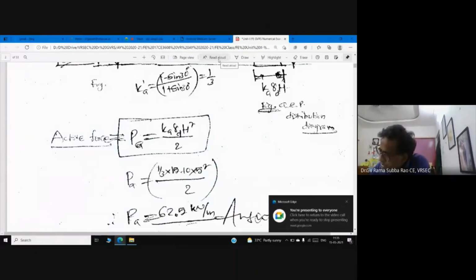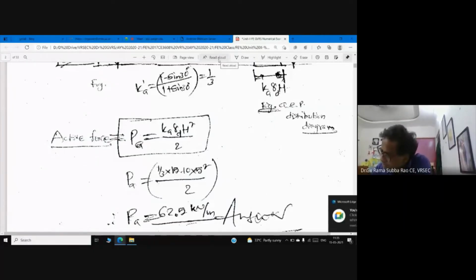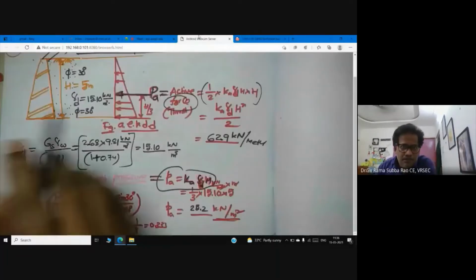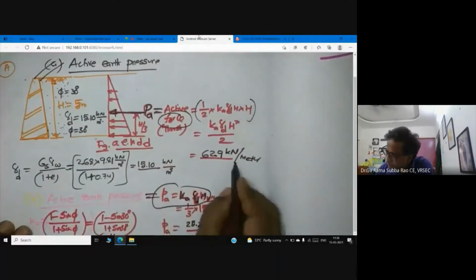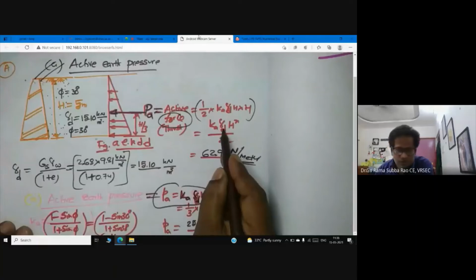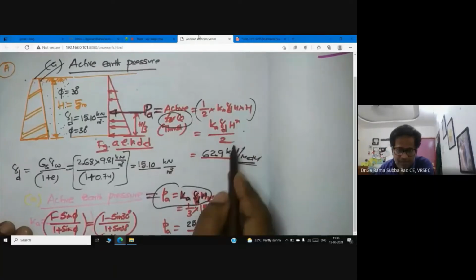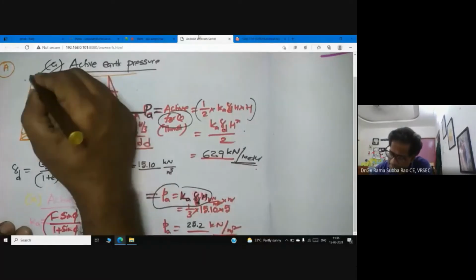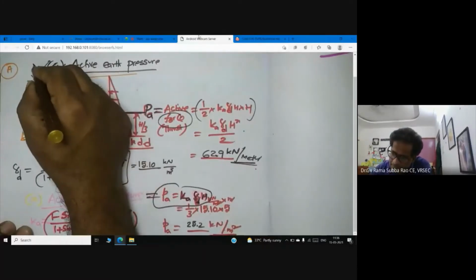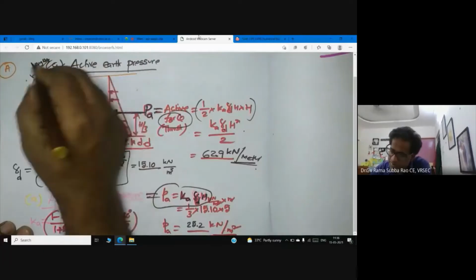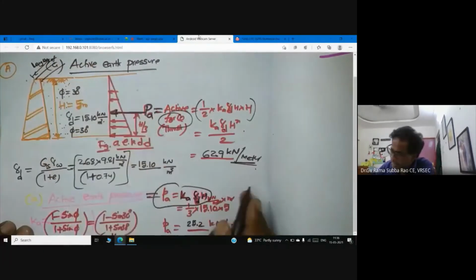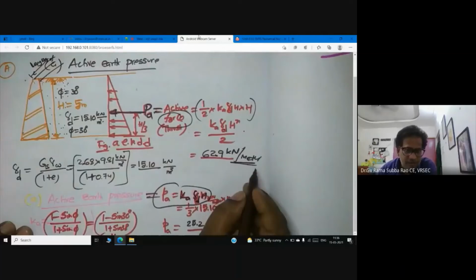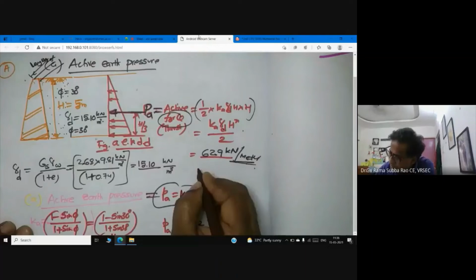This is in kilonewton per meter, per meter length of the wall. Here someone can ask me, sir, what is the unit of force? Kilonewton per meter cube into meter square. At the end, I am getting kilonewton per meter. What is meter, per meter length of the wall? Per meter length of the wall is 1 meter, unit length of the wall. So again, I will tell you, here the unit of force is kilonewton per meter.